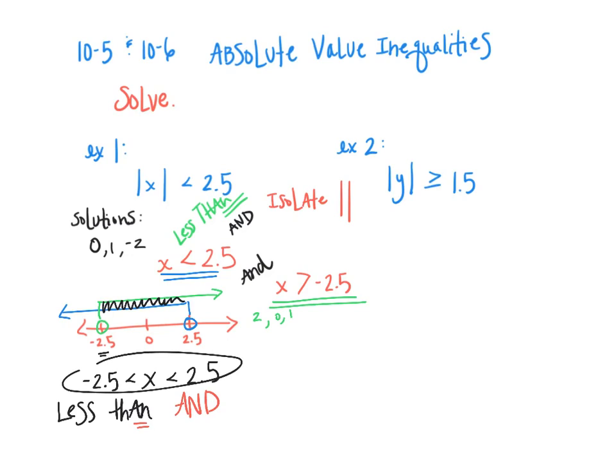Now, when we look at example 2, you're going to see that the absolute value is isolated already. So now we're going to split it apart. When I write this inequality, I'm going to get y is greater than 1.5. Notice I said greater because greater is going to be or. So when we split this up, you're going to say y is greater than or equal to 1.5, or y is less than or equal to negative 1.5.